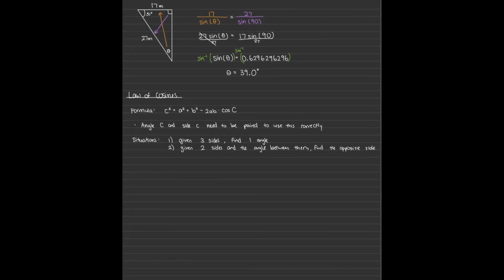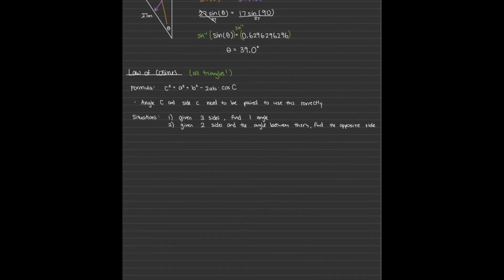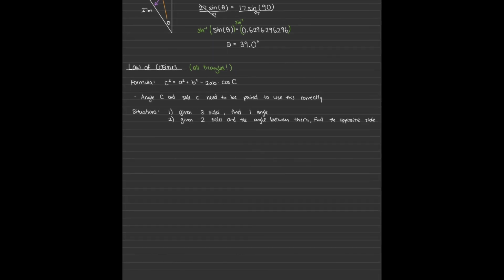Right, so there are two situations where you might want to use the law of cosines. The first one is if you have all three sides and you want to find an angle. The second one is given two sides and the angle between, find the opposite side. So the law of cosines applies to all triangles. Now let's look at each of these situations. So situation one.